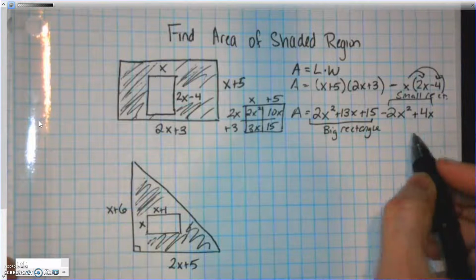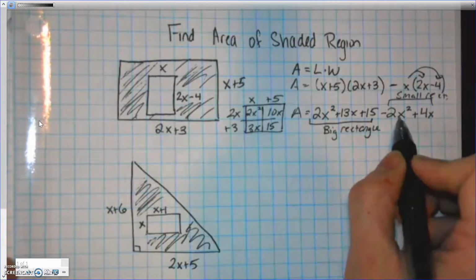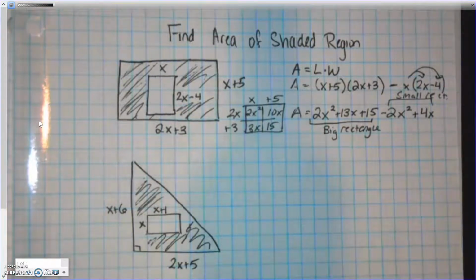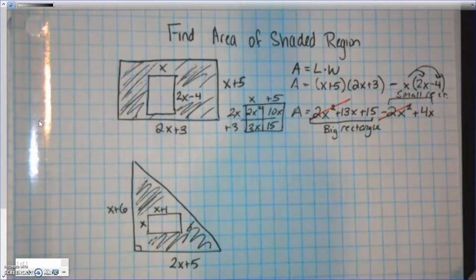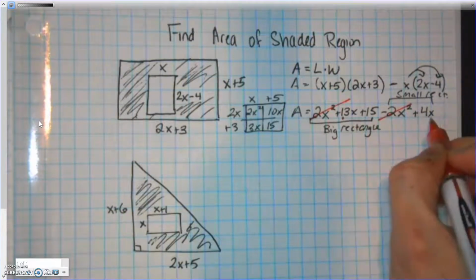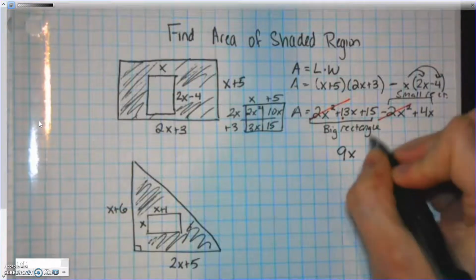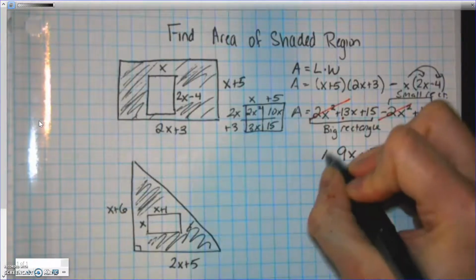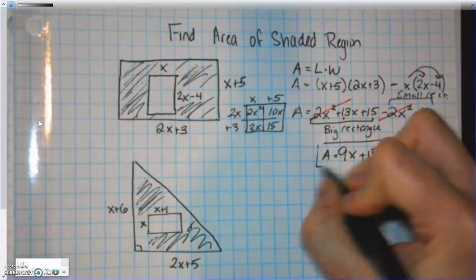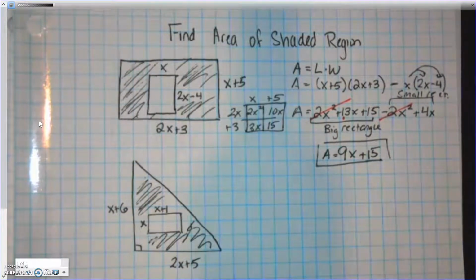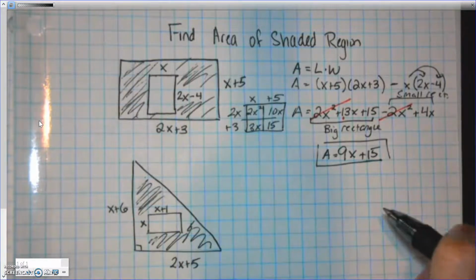And now we're just going to combine like terms. I have 2x squared minus 2x squared, so those are actually going to cancel each other out. And then we have 13x minus 4x, which is going to give me 9x plus 15. And that's going to be the way my answer ends, because I don't know the exact values of x, so it's an expression.